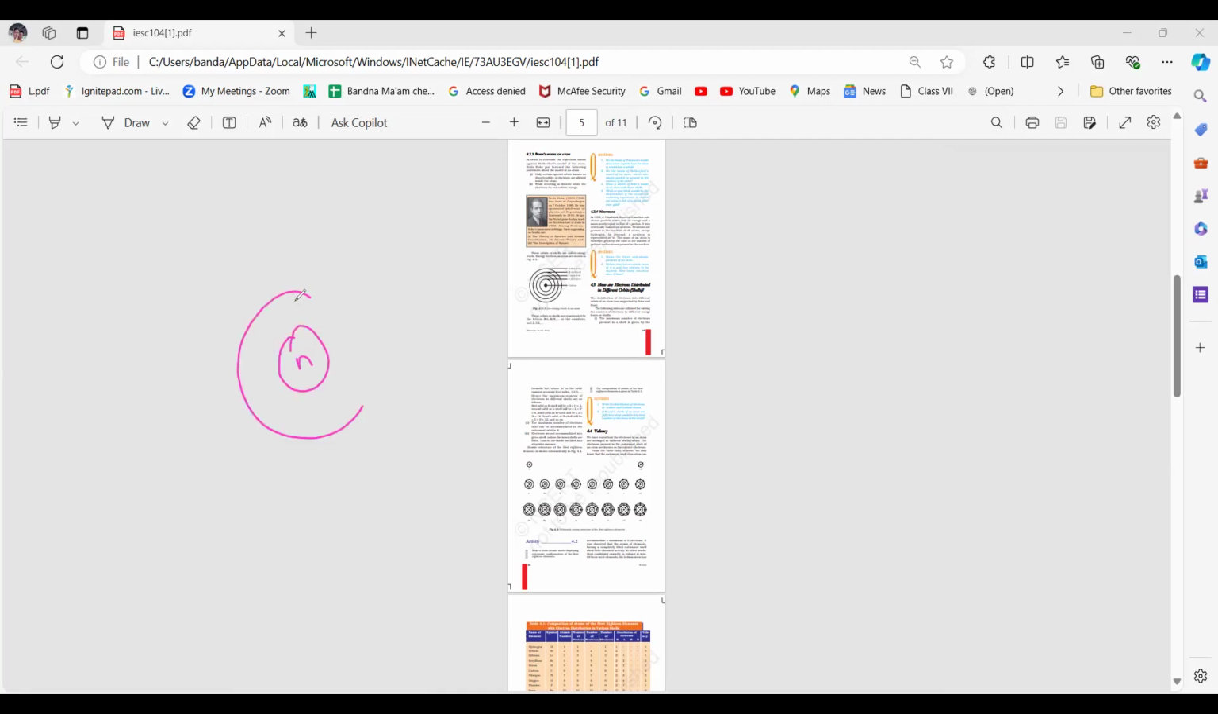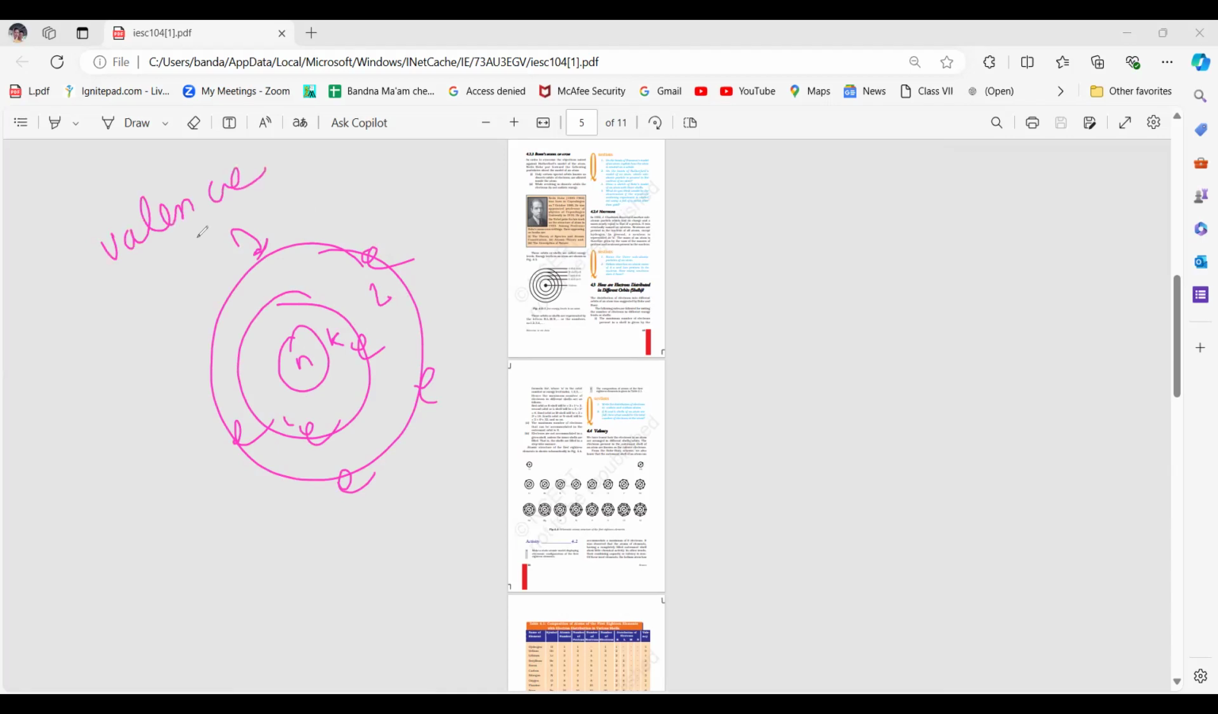Suppose this is your nucleus. This is the K shell, this is the L shell. Suppose L is the outermost shell, having 4 electrons, and K has 2. The shell is not just called the L shell, it is known as the valence shell. And the outermost electrons are known as valence electrons. So how many valence electrons are there? 4. Now suppose these electrons want to make a bond; instead of 4, I am taking 3.